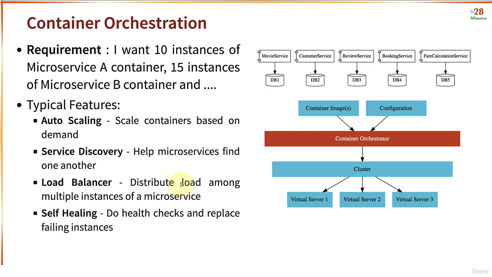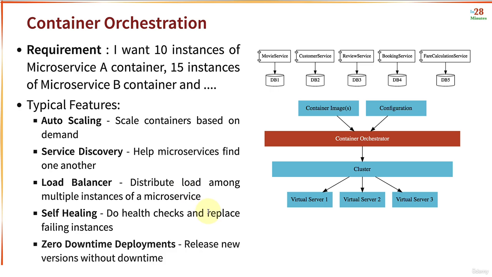You also want self-healing. Whenever we go to the cloud, we assume failure. Some of the instances of your microservices will fail. So you want to be able to detect failure. You want to be able to identify that a specific container is not healthy, and you'd want to be able to replace it with a healthy instance. So you'd want self-healing. You want to do health checks and replace failing containers with healthy containers.